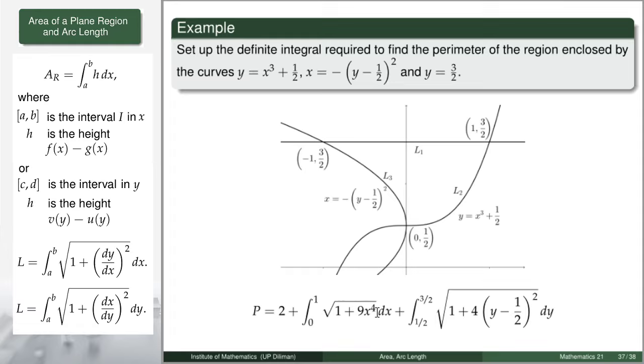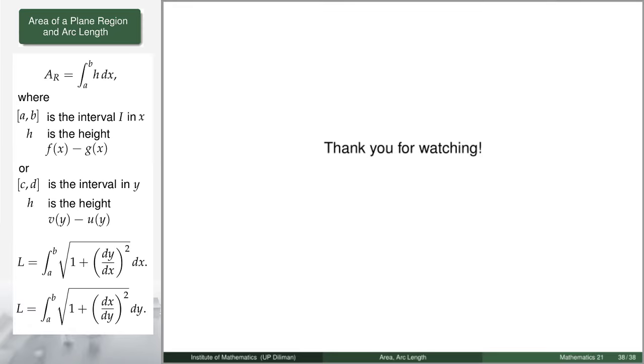And now that ends our topic for areas and arc length. In the next videos, we're going to be talking about more applications of integrals, and that includes volumes.